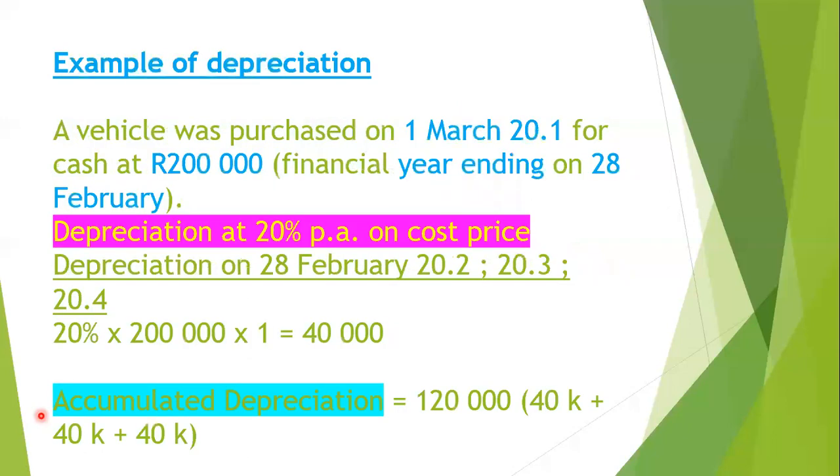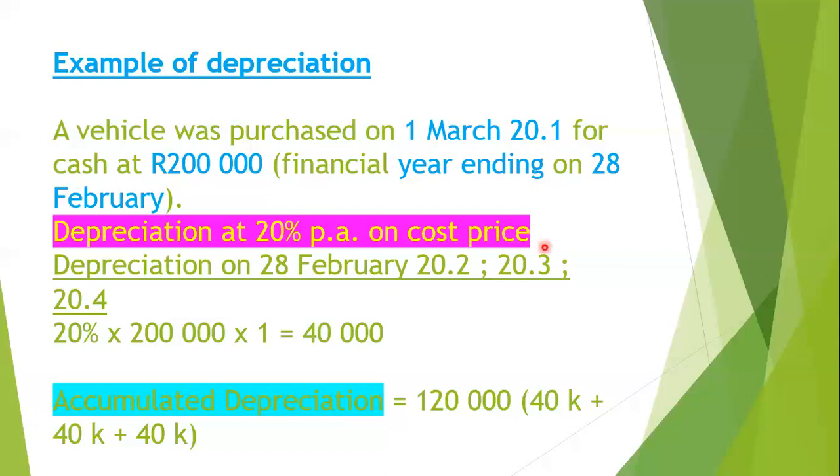Okay, so this is an example of depreciation that I told you earlier on that we would do. So this is a vehicle. A vehicle was purchased on the 1st of March 20.1 for cash at 200,000 Rand, and the financial year ends on the 28th of February. Okay, so the accounting period is from the 1st of March 20.1 to the 28th of February 20.2. Okay, so in this example, the depreciation is at 20% on cost price.